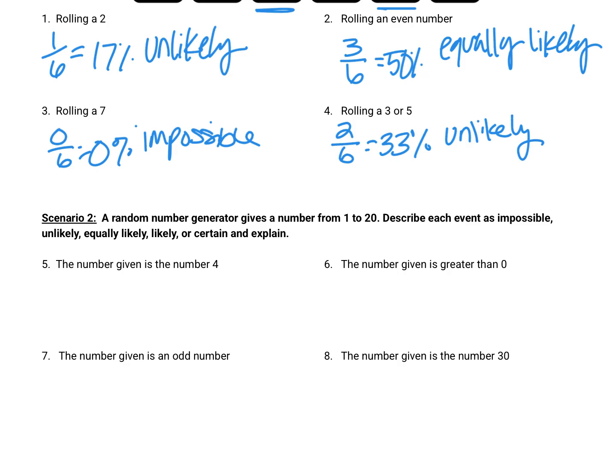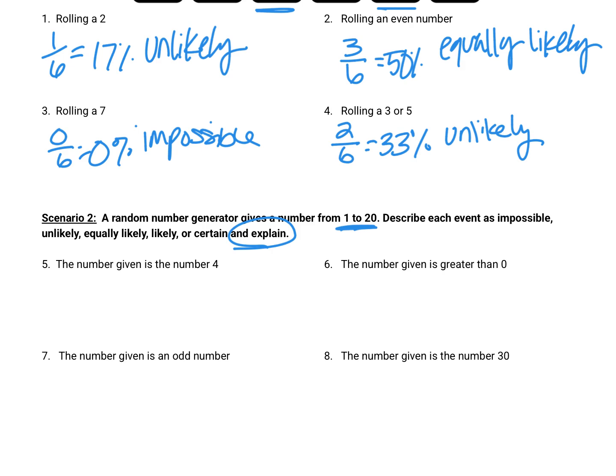All right, moving on to scenario number 2. It says a random number generator gives a number from 1 to 20. Describe each event as impossible, unlikely, equally likely, likely, or certain, and explain. So I want you to pause the video here and try this on your own. You're going to follow the same process that we did up the top when we were rolling that 6-sided dice. But here you have a number generator that gives you a number between 1 and 20, so you can get 1, you can get 20, you can get any number in between. Go ahead, pause the video and try those, and then come back and let's check your answers.